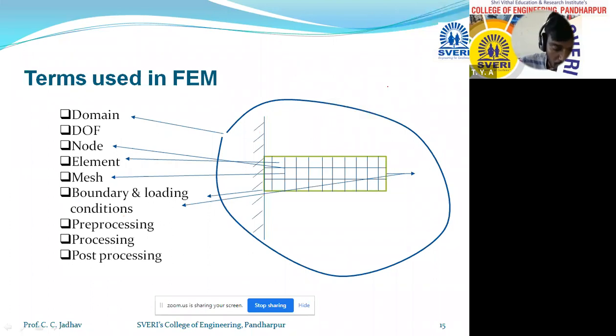Already I have talked about this: pre-processing, processing and post-processing. Okay, so in that, pre-processing includes creation of the domain.